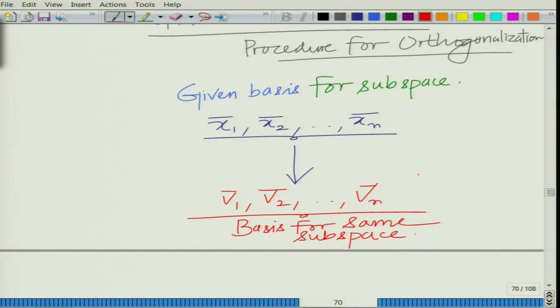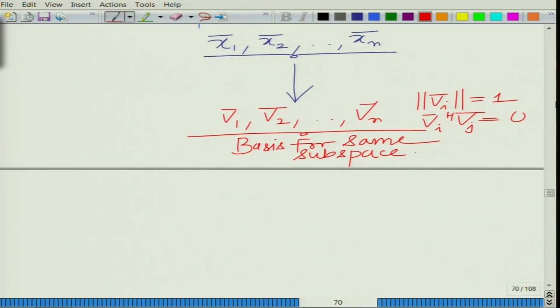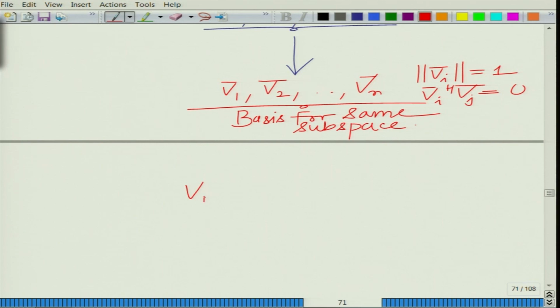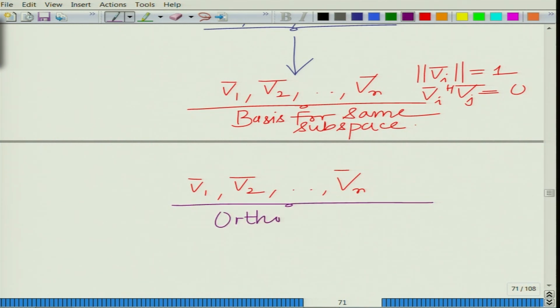Such that norm of vi bar equals 1, that is each vector has unit norm, and vi bar Hermitian vj bar equals 0, that is the vectors are orthogonal. So, the vectors are orthonormal. So, we say v1 bar, v2 bar, and so on, vn bar, these are an orthonormal set of vectors, correct? Orthogonal and unit norm.